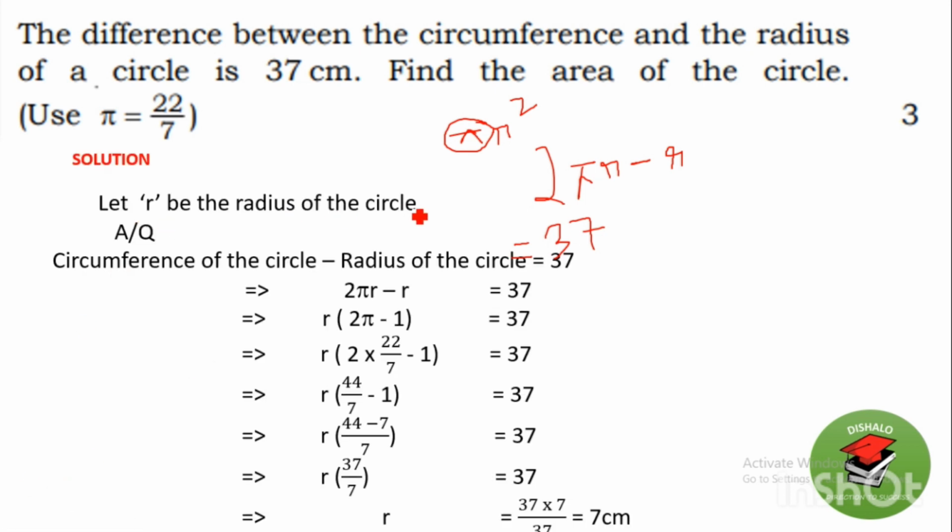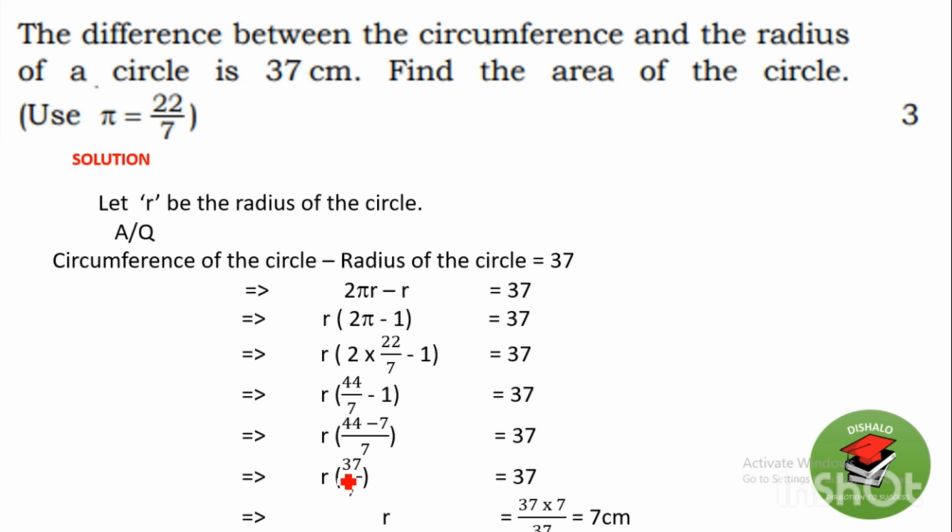So let r be the radius of the circle. According to the question, circumference of the circle minus radius of the circle equals 37. So circumference is 2 pi r minus r equals 37. Then from here r common, so r into 2 pi minus 1. So 2 into pi is 22 by 7, minus 1, equals 37. So r equals, if you multiply, you get 44 divided by 7 minus 1. So when you take LCM, 7 in the denominator, you get 44 minus 7. So 44 minus 7 is 37 by 7.